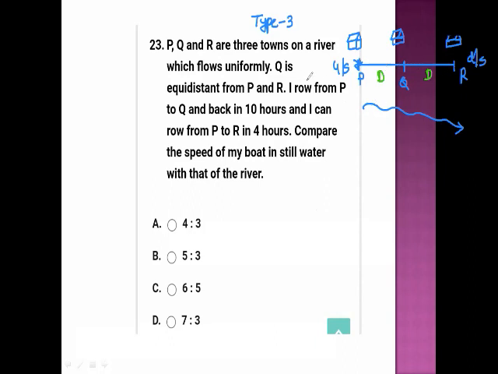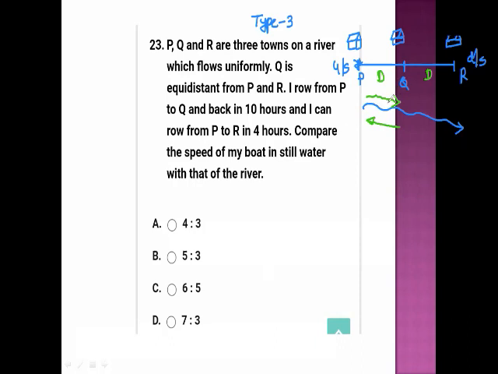Q and R distance is the same because Q is at the midpoint of P and R. Therefore, I have written that one as equidistance from P and R. I row from P to Q, and again I come back from Q to P in 10 hours.